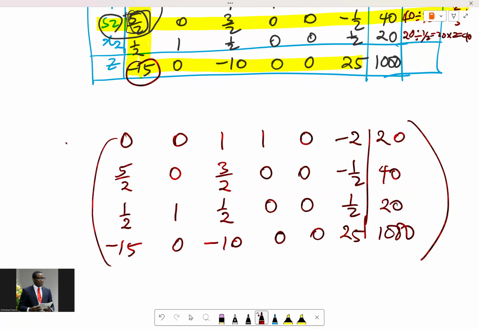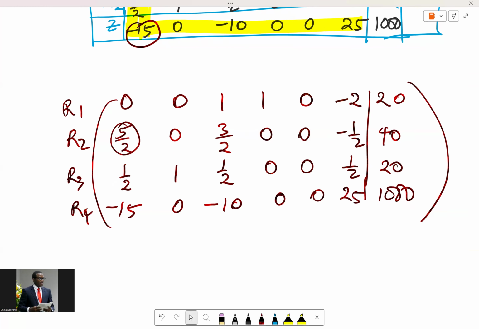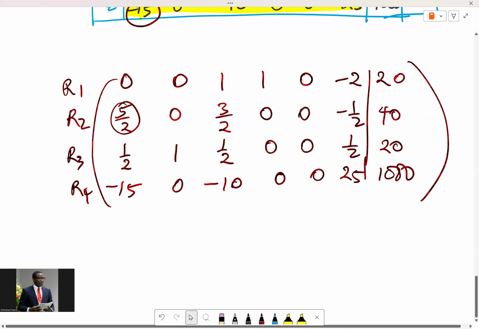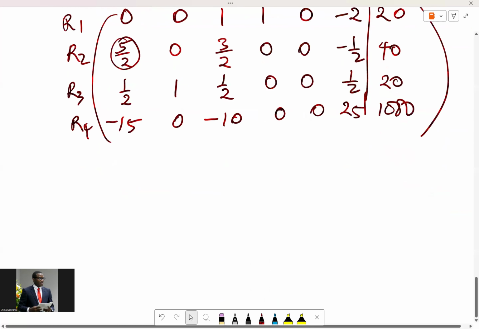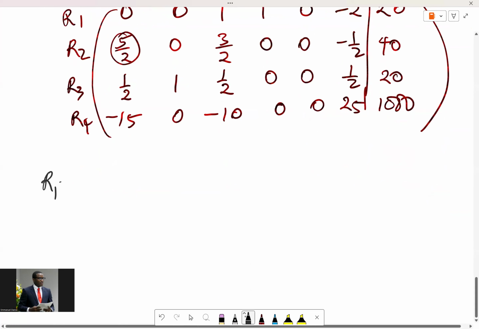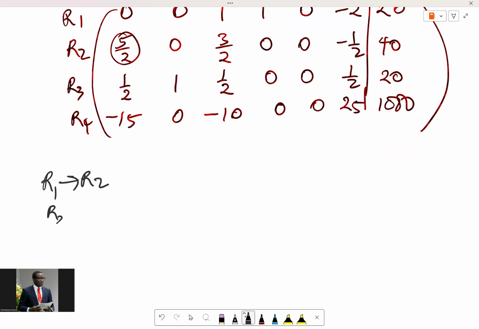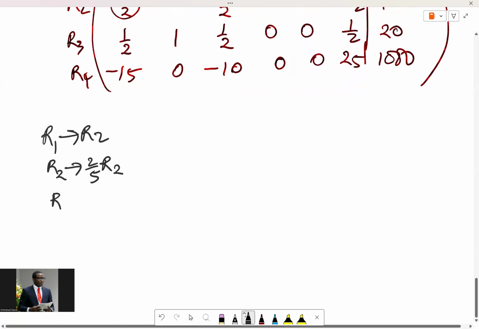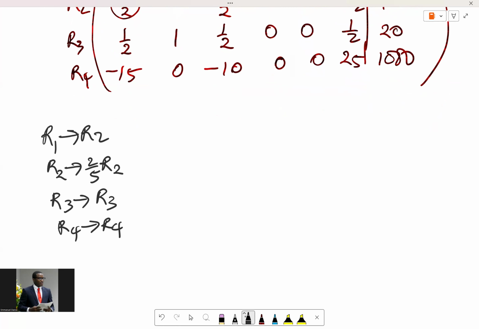Again, we do the row operations: row 1, row 2, row 3, and row 4. And don't forget the pivot is this 5 over 2. So the first thing we have to do is to make it into 1. Row 1 remains row 1. The new row 2 is going to be 2 over 5 of the whole of row 2, because 2 over 5 times 5 over 2 will give you 1. Then row 3 remains row 3, and row 4 remains row 4.